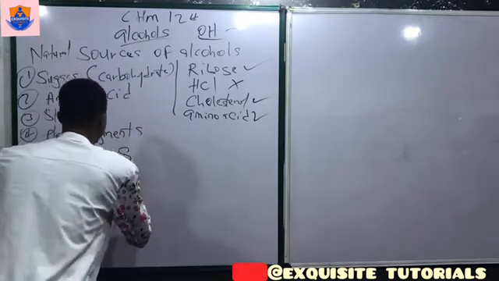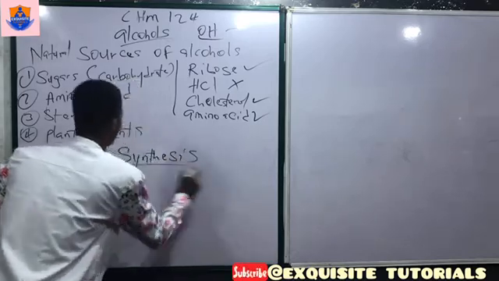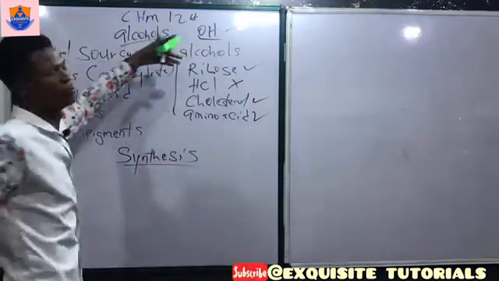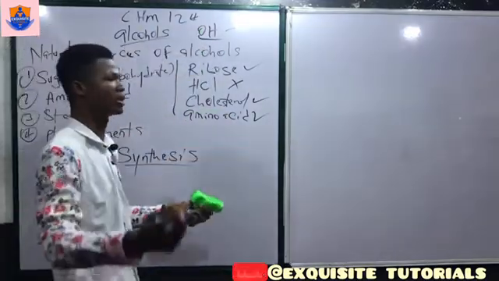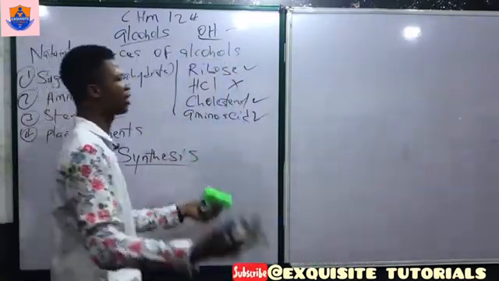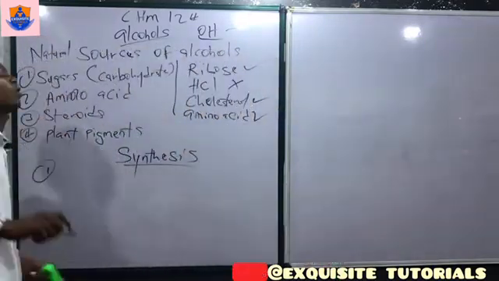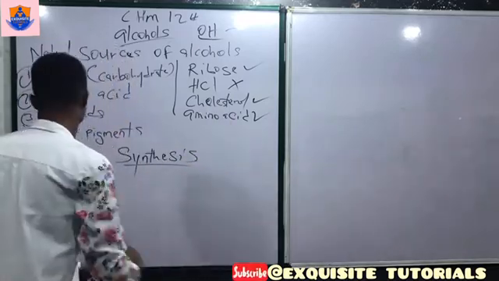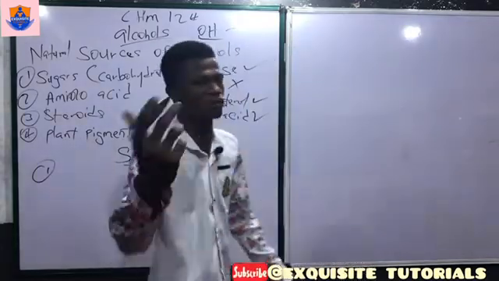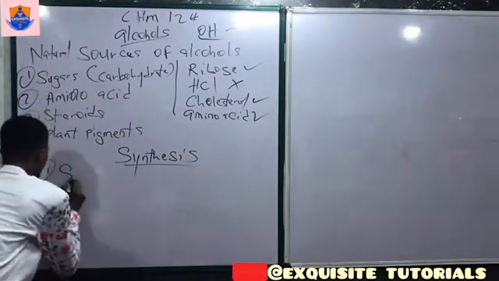Then from there, let's talk about synthesis. When we are talking about synthesis, we are talking about ways in which alcohols can be gotten apart from the natural ways, the things that we can put together to give us alcohol. Synthesis can actually be commercial or industrial ways of getting alcohol. Now, one way of getting alcohol is a process of reacting esters with a base, let's say sodium hydroxide, through a process known as saponification.